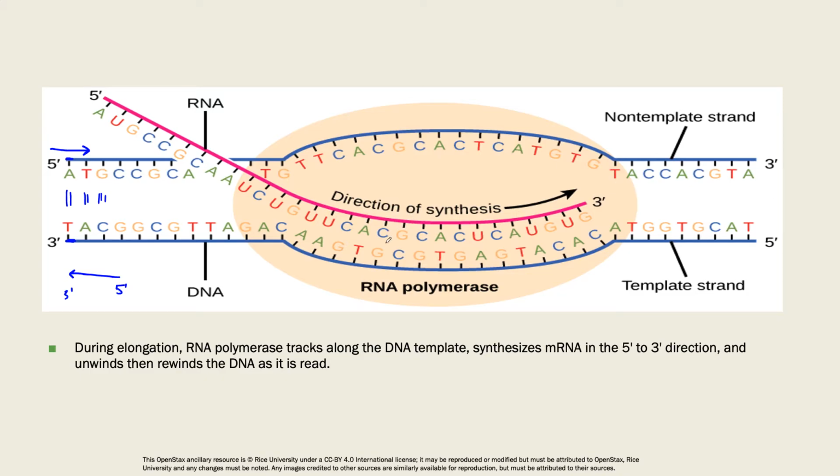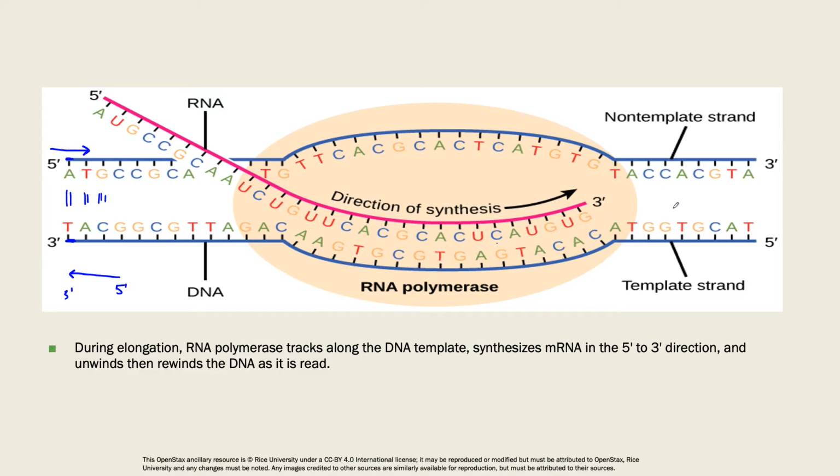Now, the template strand is the one that is 3' to 5', and the new sequence then is 5' to 3', just like the non-template strand. So one at a time, this RNA polymerase is adding the appropriate nucleotide as it reads the DNA template. So you see that these are paired up. There's an adenine added for every thymine, a uracil added for every adenine, a guanine for every cytosine, and a cytosine for every guanine.